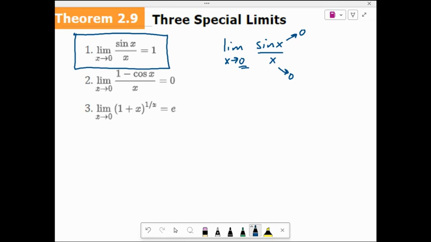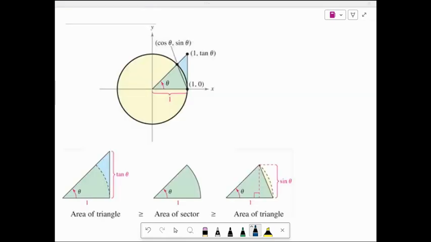The other two limits are important as well, and they have some applications, but we're going to limit the scope of what we're focused on here and take a look at just this particular limit. There are some pretty well-provided proofs out there.